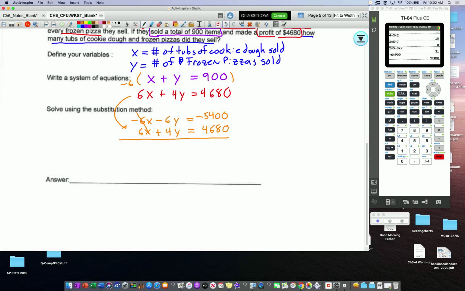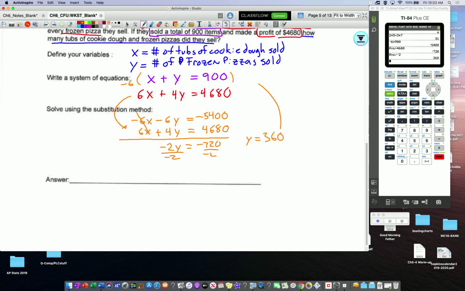X's cross out. -6 and 4 makes -2y. So I have -5,400 in my calculator. I'm going to add 4,680 to it. The calculator is going to kind of help me out here. -720. Divide by -2. So y equals, so I divide by -2, and I get y equals 360.